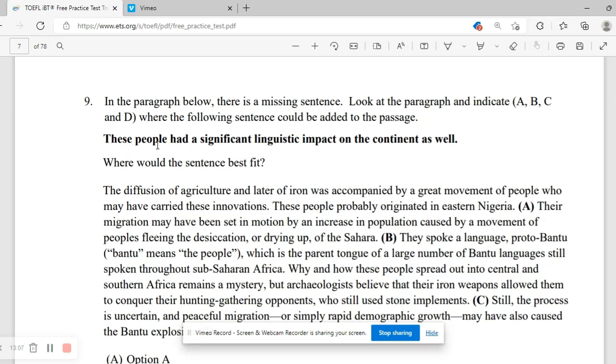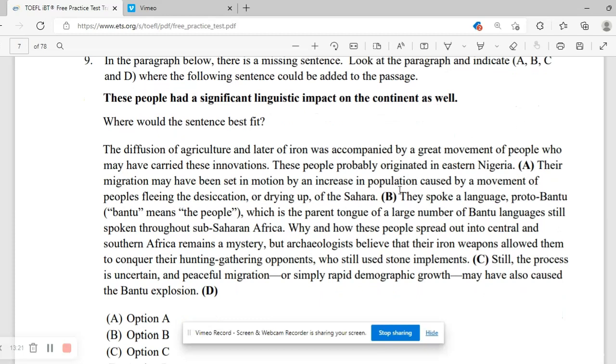So you are given a sentence, and your job is to put it into the right place. Your job is to take this sentence into its home. Right? So how do you do it? There are four specific places that are given to you. Okay, so A, B, C, D.